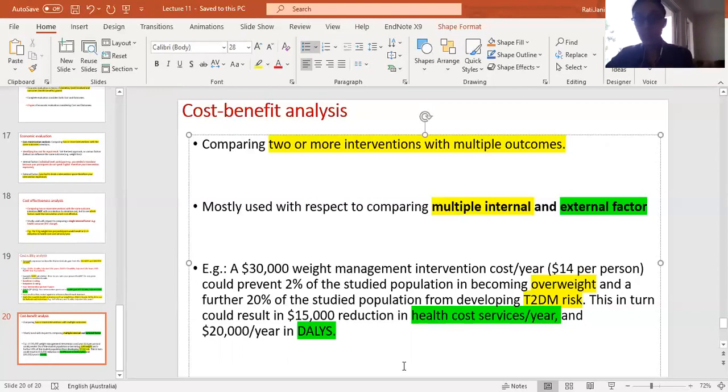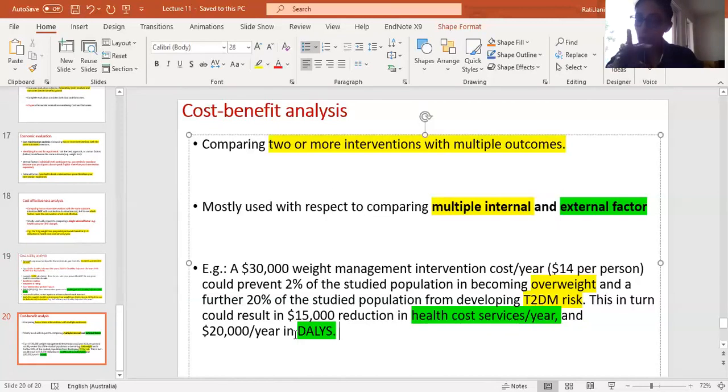And this in turn will save the government $15,000, all right, per year. So meaning the government, so your tax money, $15,000 less money spent because fewer people are hospitalized, fewer people are overweight, fewer comorbidities, things like that. And this in turn will result in $20,000 per year in disability adjusted life years, meaning this much less money spent on disability adjusted life years, meaning people suffering from chronic health disorders, people suffering from poor quality of life at this point of time.